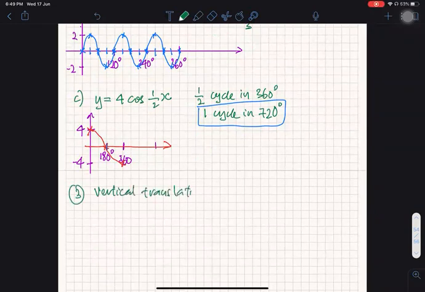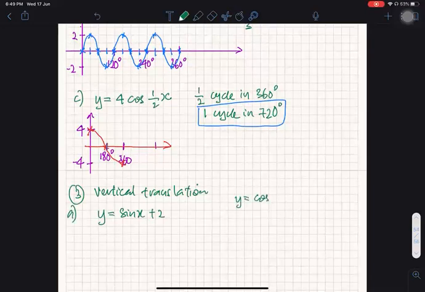Vertical translation. There are 2 more that we haven't done, the modulus and the negative graph. We'll do that next week. So we do vertical translation first. So y equals sine x plus 2 in part A, and y equals cos x minus 3.